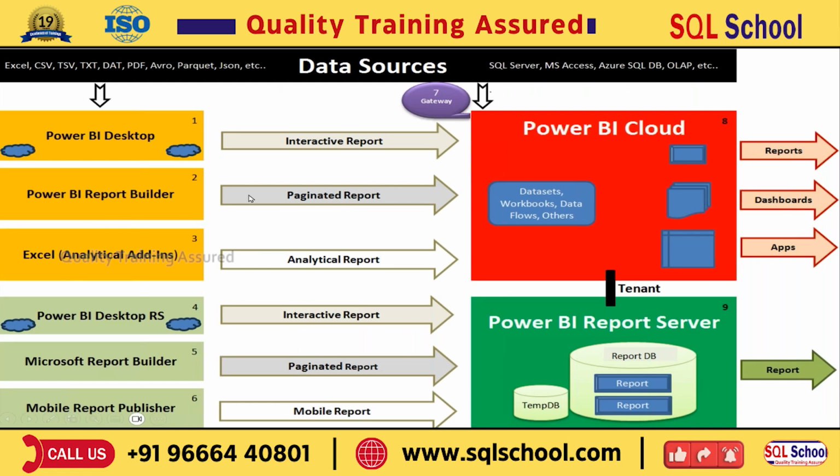We get the PDF, we print it, or take a scan copy or soft copy and do the needful. We are done. Nothing to interact more. That is called a paginated report. Then we need to learn analytical reports, wherein using Excel as a front end, Power BI as a back end, we can generate the reports.